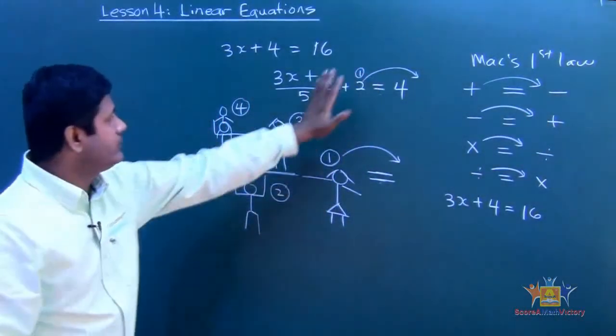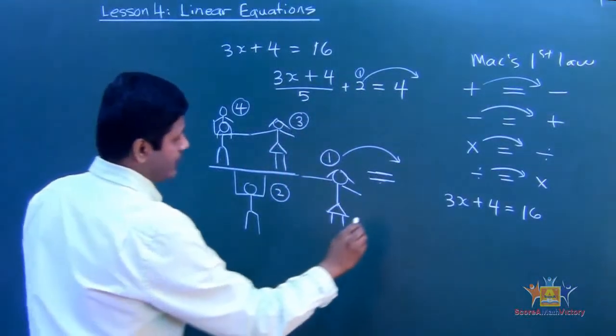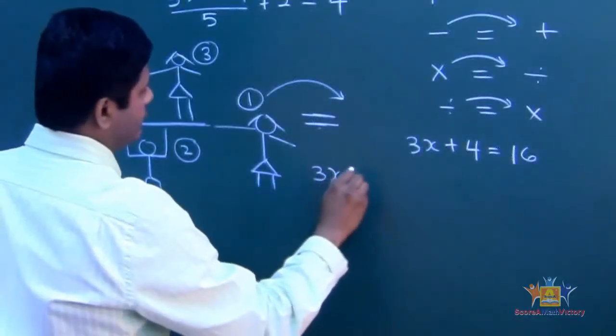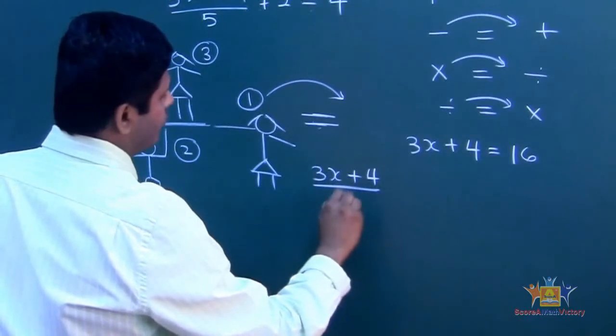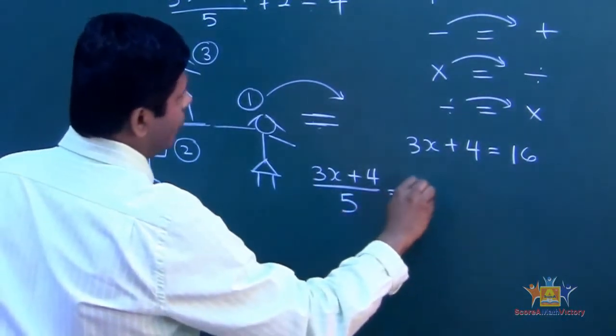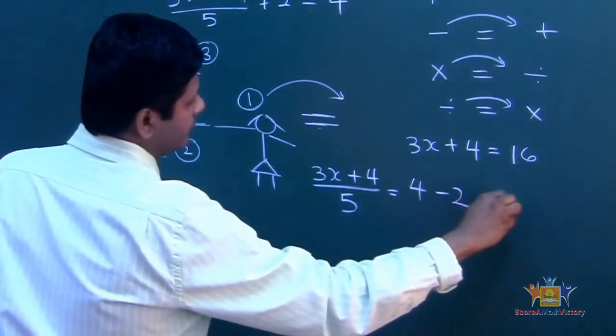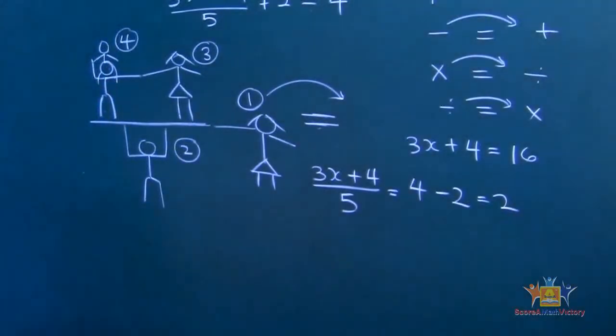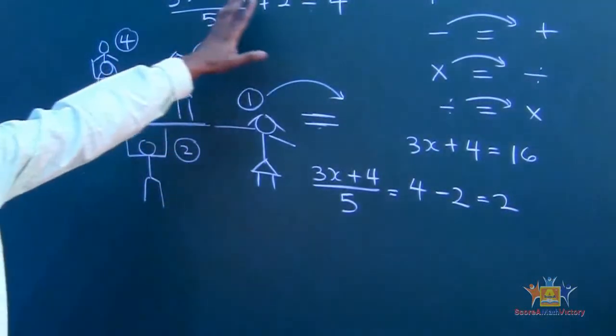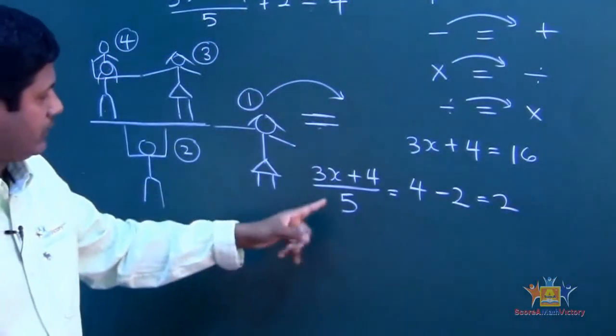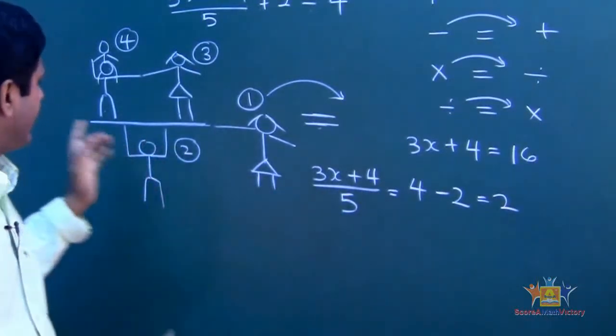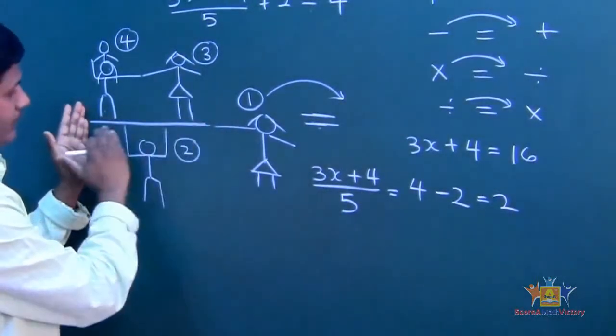And now this is gone. So what is left? We have 3x plus 4 over 5 equals 4 minus 2, which is 2. Now who goes next? We already moved it. Let's look at this one. Your dad is holding the plate. See that? Your dad's holding the plate.